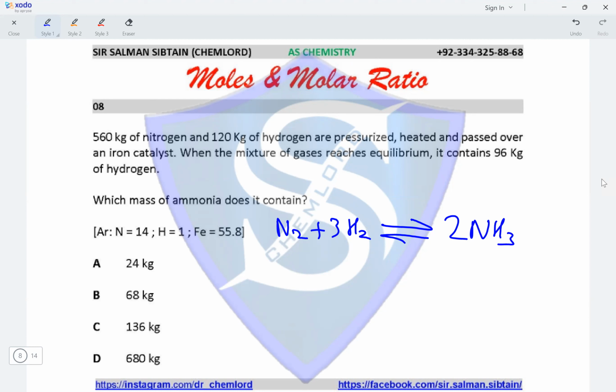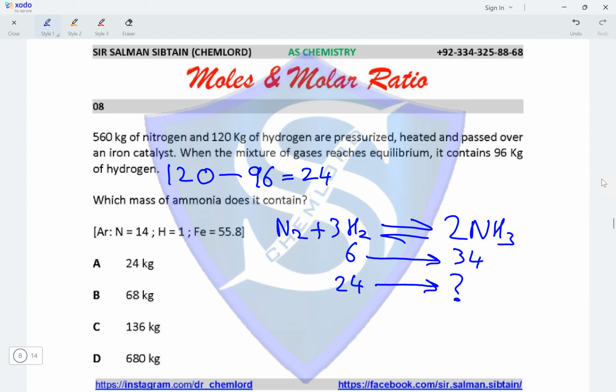So the moles of hydrogen that will be used would be 2 into 3 is 6 moles here, and this produces ammonia, 14 plus 3 is 17, 17 times 2 is 34. So we have production of 34 grams, or kilograms in this case, of ammonia from 6 kilograms of hydrogen. So how much hydrogen was actually used up? Out of the 120 present, 96 was present at equilibrium. That means when we subtract these two values, we end up with a value of 24 kilograms, which was used during the reaction. So 24 kg would produce how much ammonia? So this would be 24 divided by 6 multiplied by 34, giving us a value of 136 kilograms of ammonia being produced, making option C the correct option for this question.